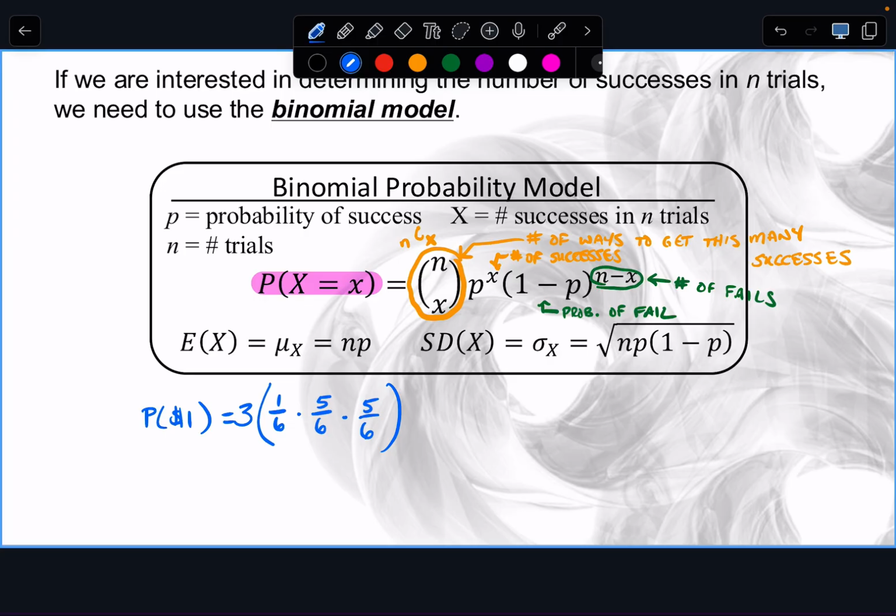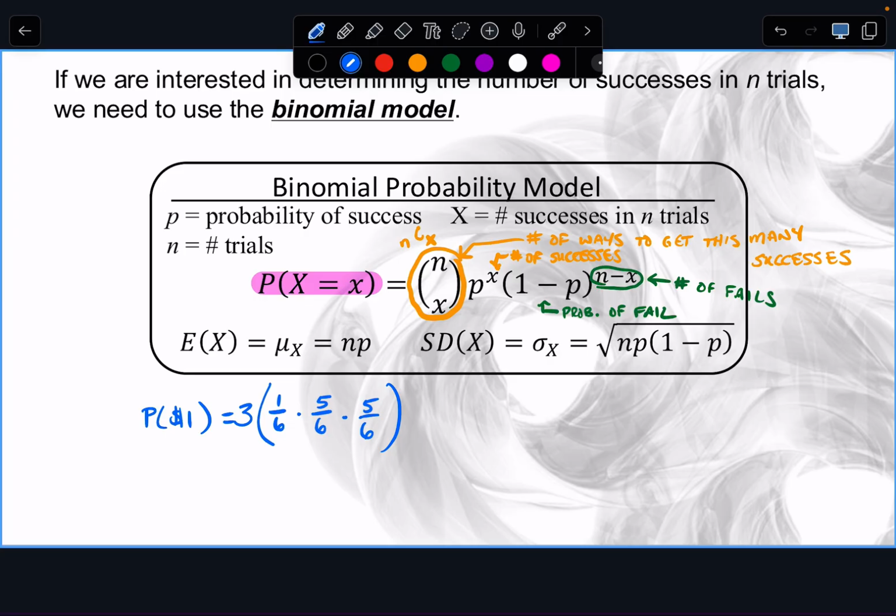If I think about what we were dealing with yesterday, there were 2 outcomes. I got a 1 or I didn't. The rolls were independent of one another, rolling the dice, independent on each trial. I had a fixed number of trials. We rolled the dice 3 times. And each probability of success was the same every time.